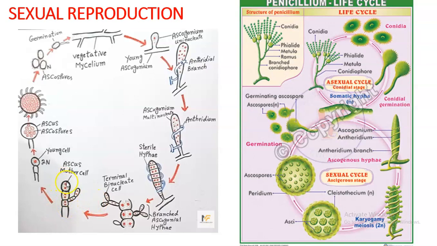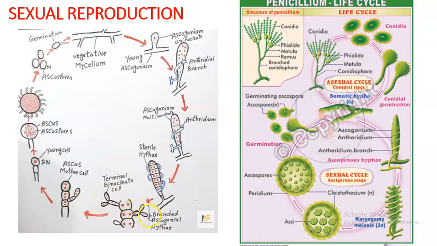The tip of the ascogenous hyphae, which is having a dikaryotic condition, will form the ascus mother cell by turning into a globose structure. At this stage, both the two nuclei fuse. Now it has reached a diploid zygotic condition. This diploid nucleus will divide, one meiotic division and one mitotic division, forming around 8 nuclei, and each nucleus will accumulate cytoplasm around itself and form ascospores. So this is just one ascus, at the tip of this ascogenous hyphae.